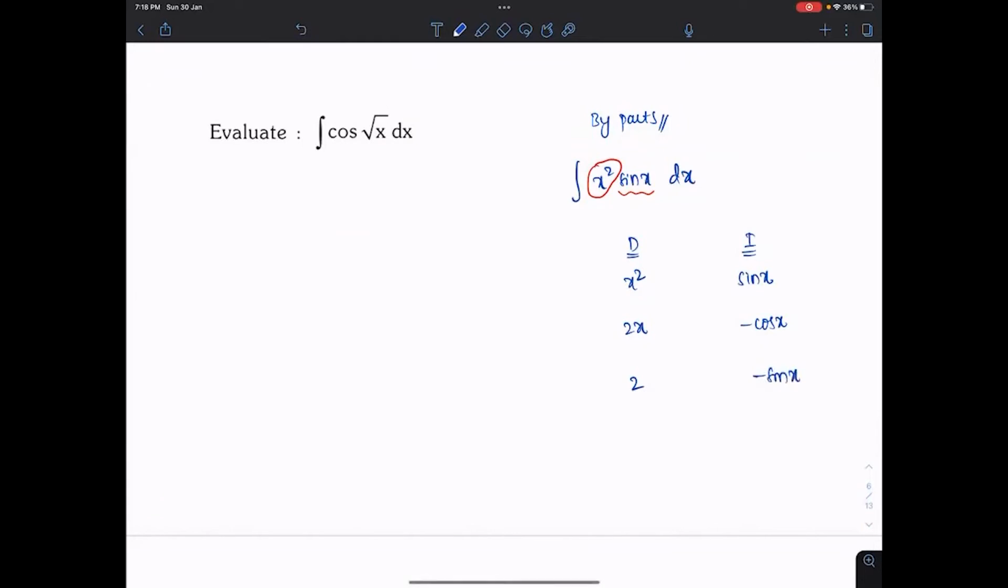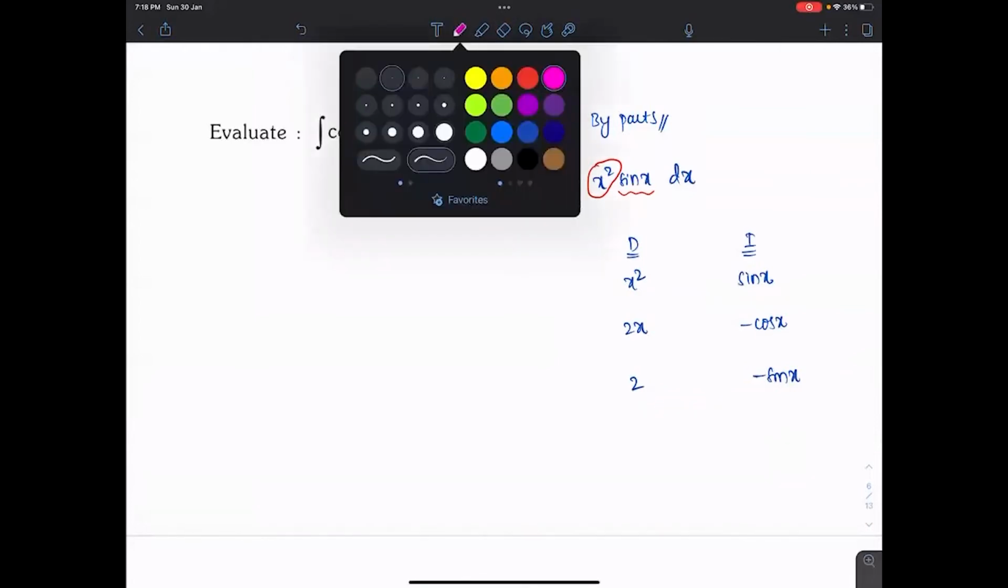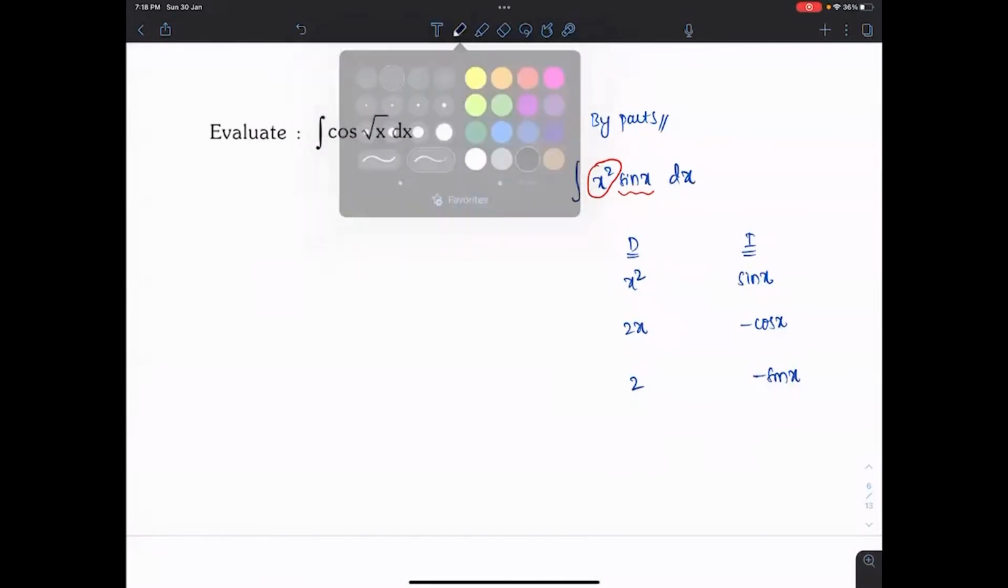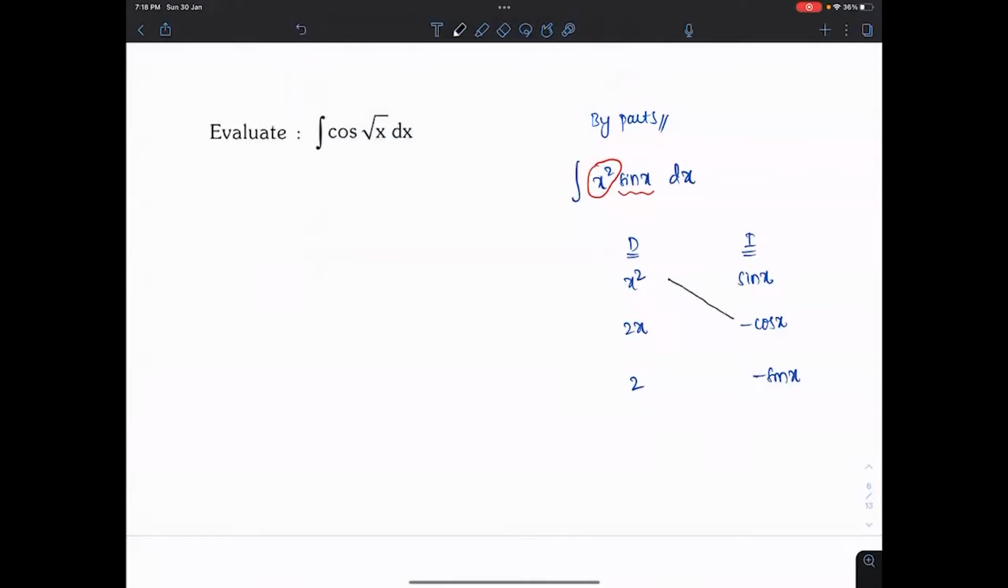So you may be wondering, sir, when should I stop this process? You have to stop whenever the horizontal product is something you can integrate. Whenever you can integrate that product, you stop the process. Here 2 times minus sin x, we can integrate. So stop it.